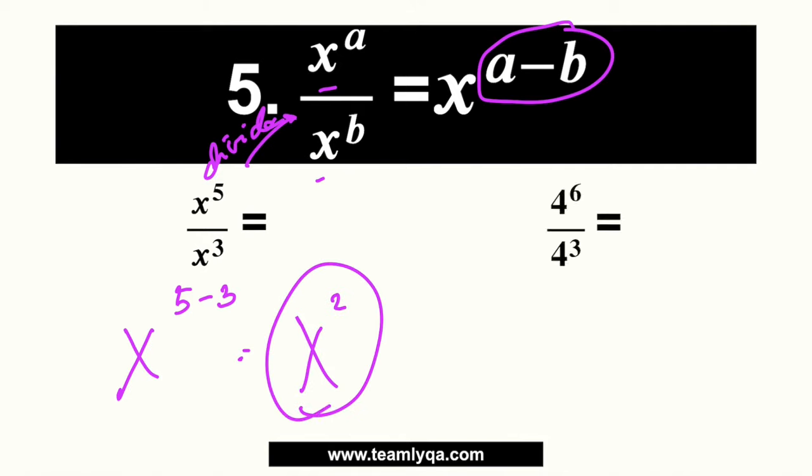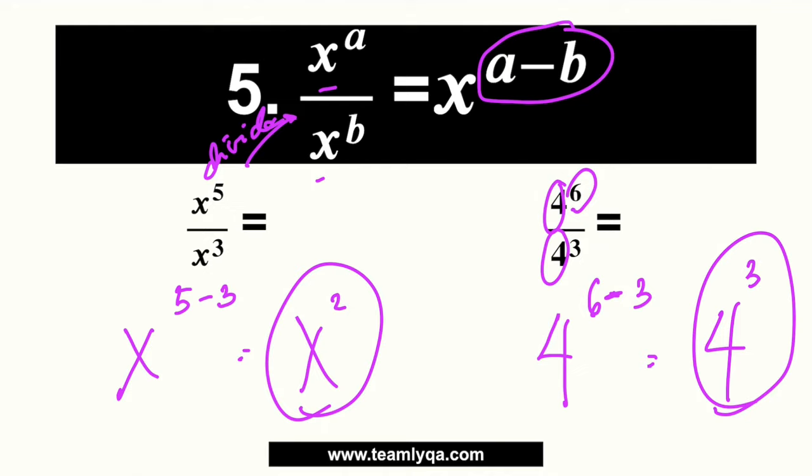Kung numbers siya, same thing. Kukunin lang natin yung pinaka-pinagkapareho na yan. So, that is 4. And then, we have 6 minus 3. Kasi yun yung nasa taas. So, 6 minus 3. And then, ang sagot niya yun magiging 4 raised to 3 or 4 cubed. Okay? Or basically, 4 times 4 times 4.